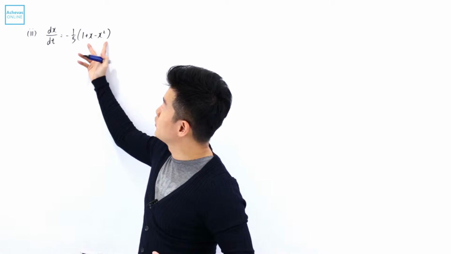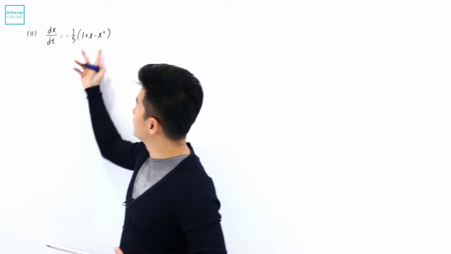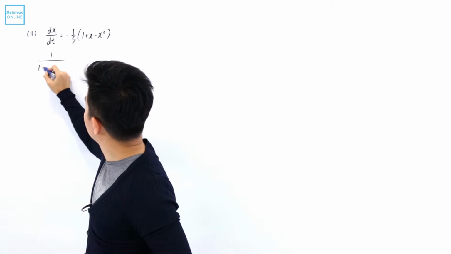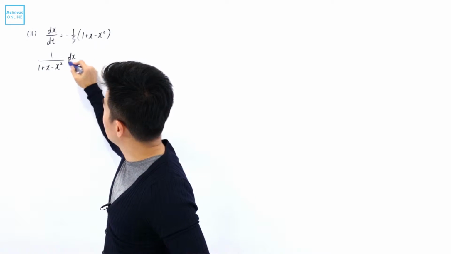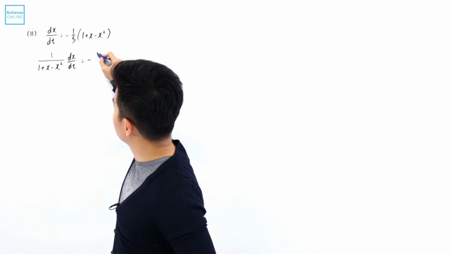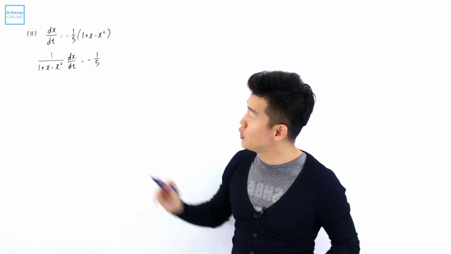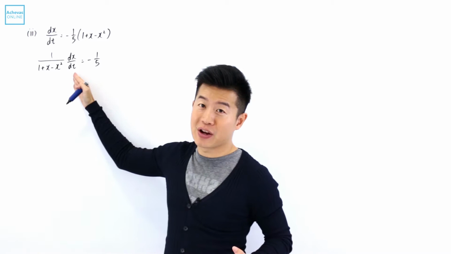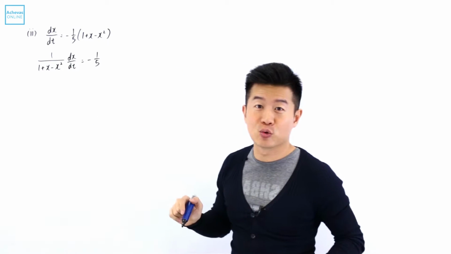The next thing that we need to do is to bring the x portion over to the dx/dt side. So dividing this over, I'm going to get 1 over (1 plus x minus x squared) multiplied by dx/dt is equal to minus 1 over 5. This is the kind of condition that we are looking out for in order for us to integrate both the left and right hand side with respect to t.